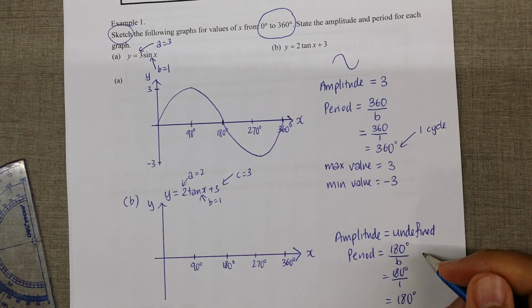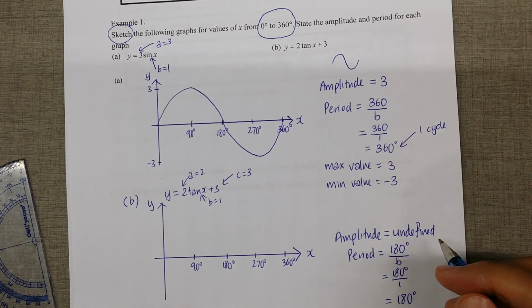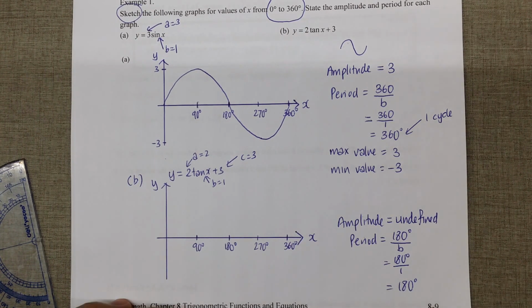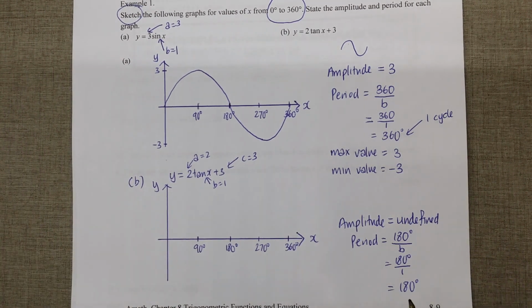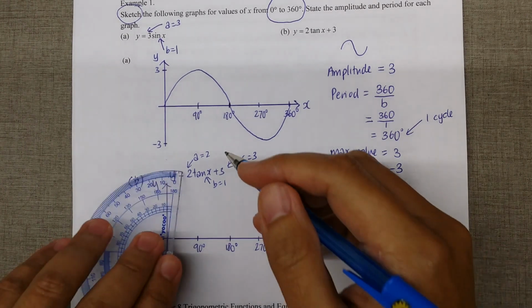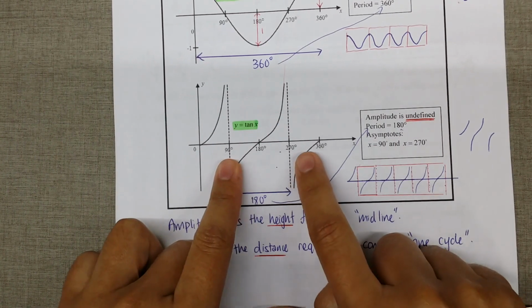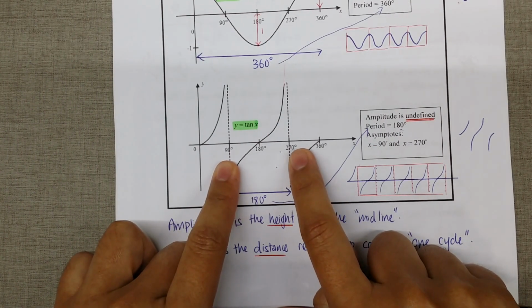Is there any maximum value or minimum value for a tangent graph? The answer is no, because the graph will go to infinity, right? But can you recall in the previous page, that there will be asymptotes for tangent graph. The asymptotes are actually at 90 degrees. If you cannot recall, let's look at it again. Asymptote means untouchable lines. Okay, at 90 and 270.